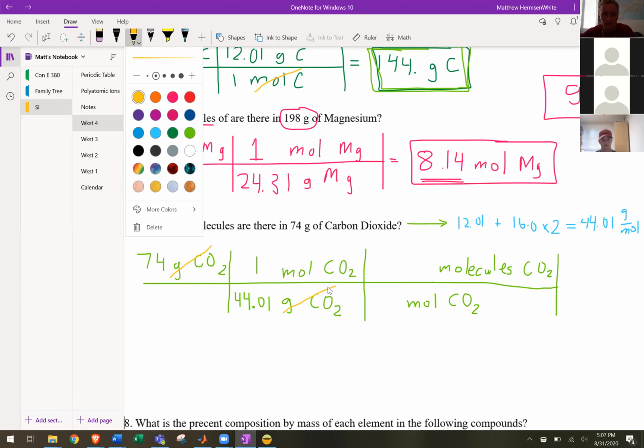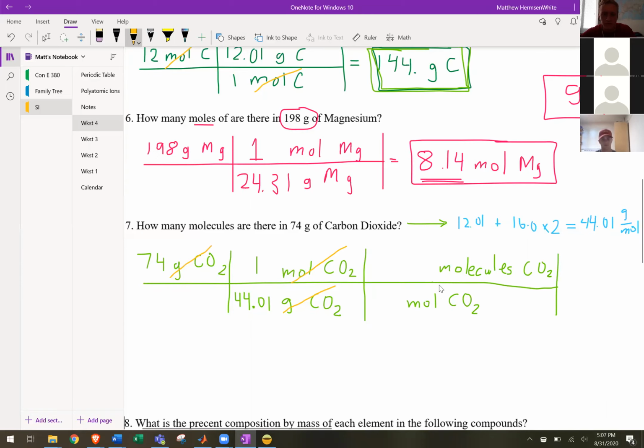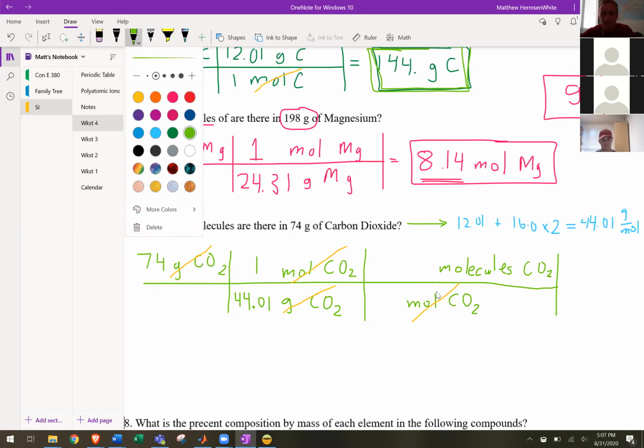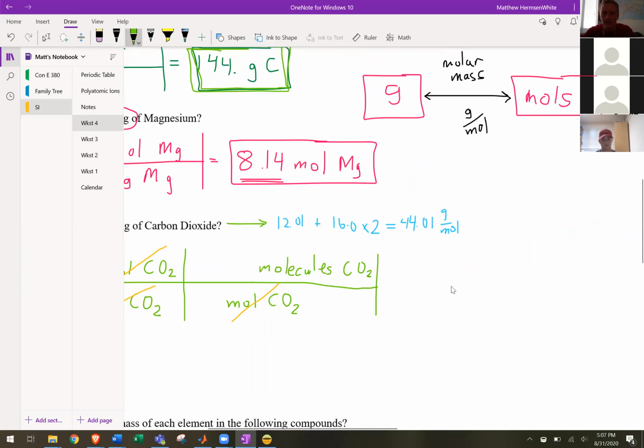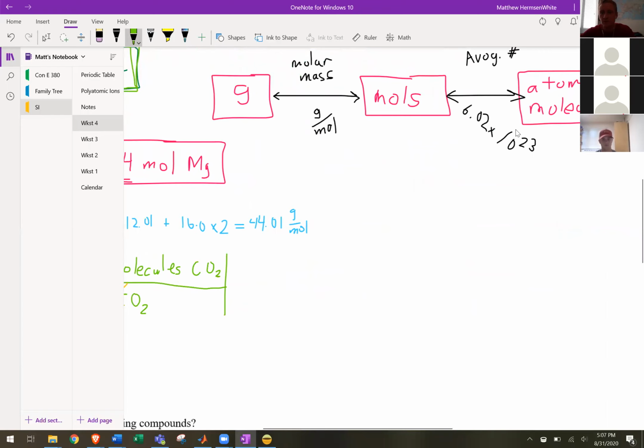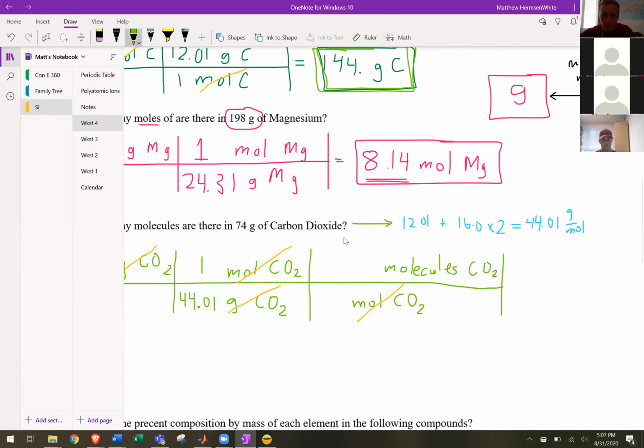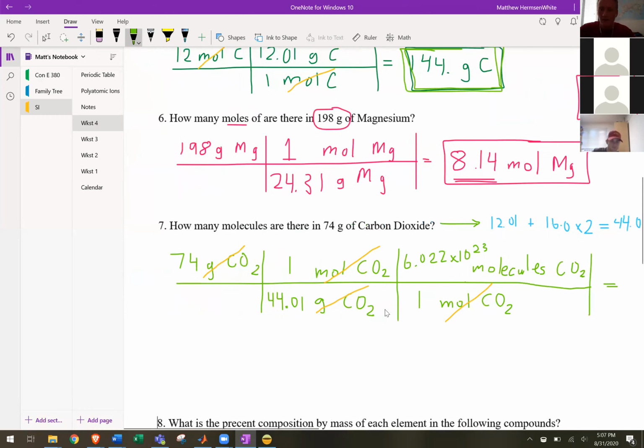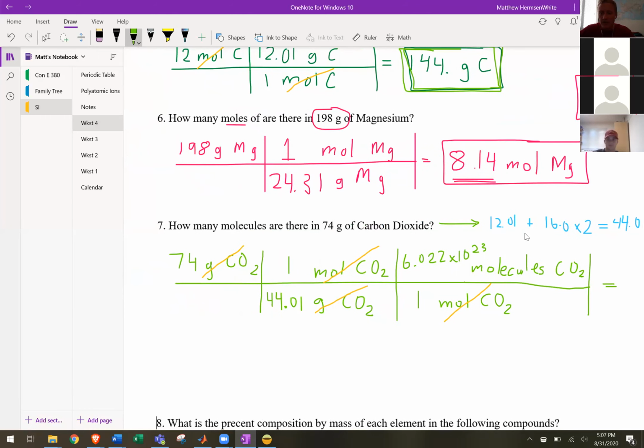So again, look here. We have moles of CO2 on top and moles of CO2 on bottom. That cancels. Now, what is this conversion factor, 1 mole to molecules? Well, this is where we're going to use Avogadro's number. It's always going to be the same, 6.02 times 10 to the 23rd. So 1 mole, 6.02 times 10 to the 23rd molecules of CO2. So we are done now. We only have molecules of CO2 left on top, and now it's just a calculation.